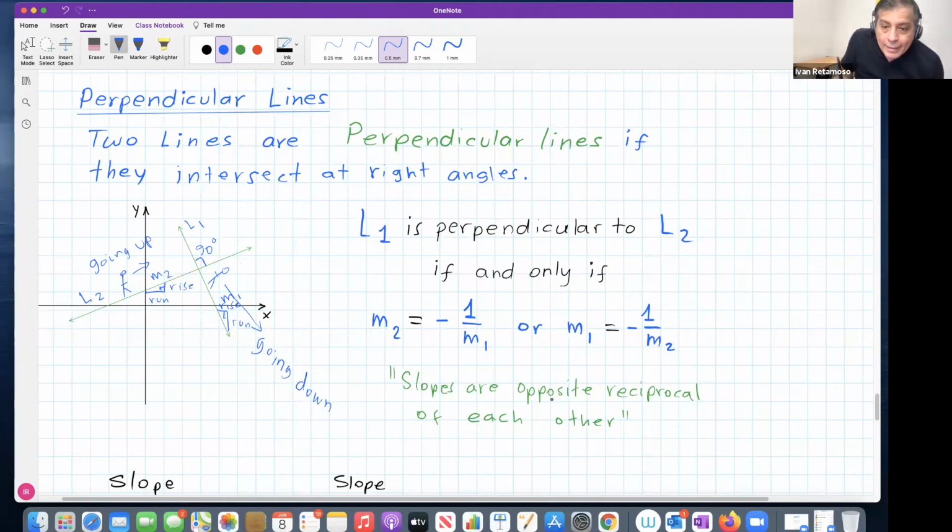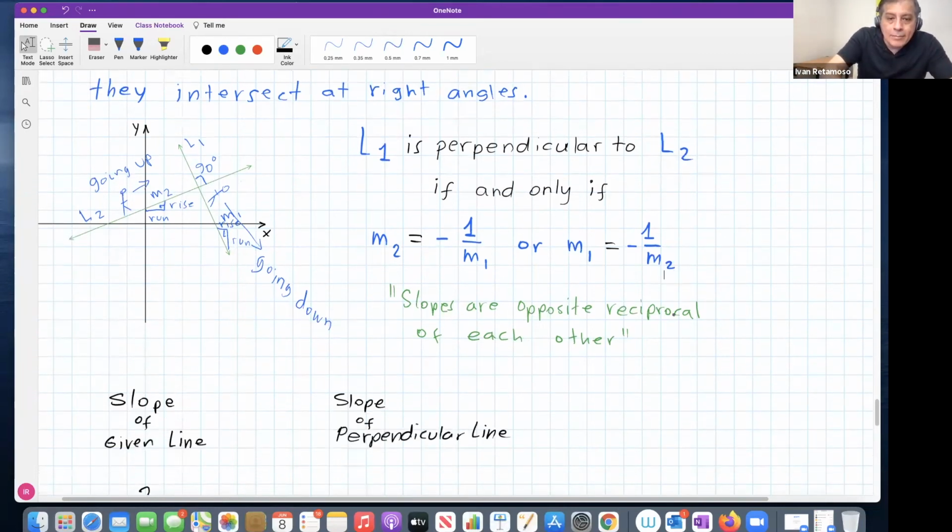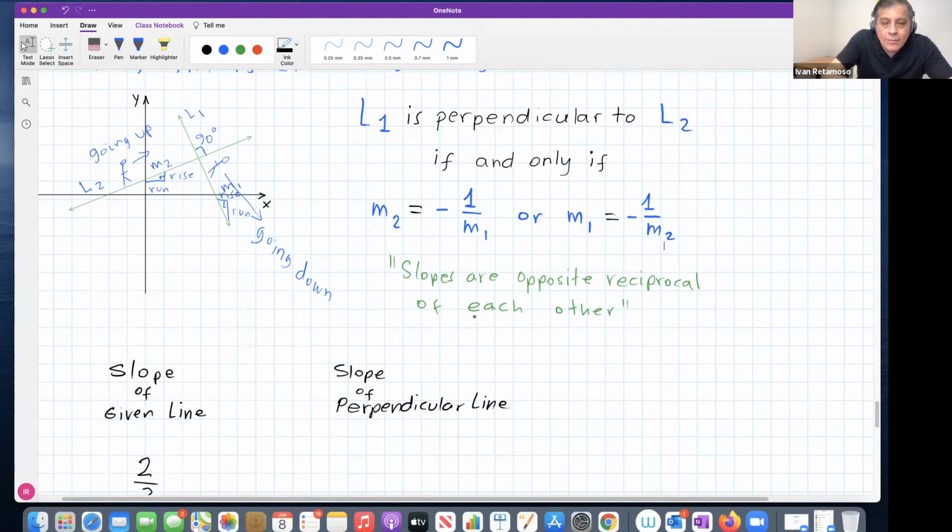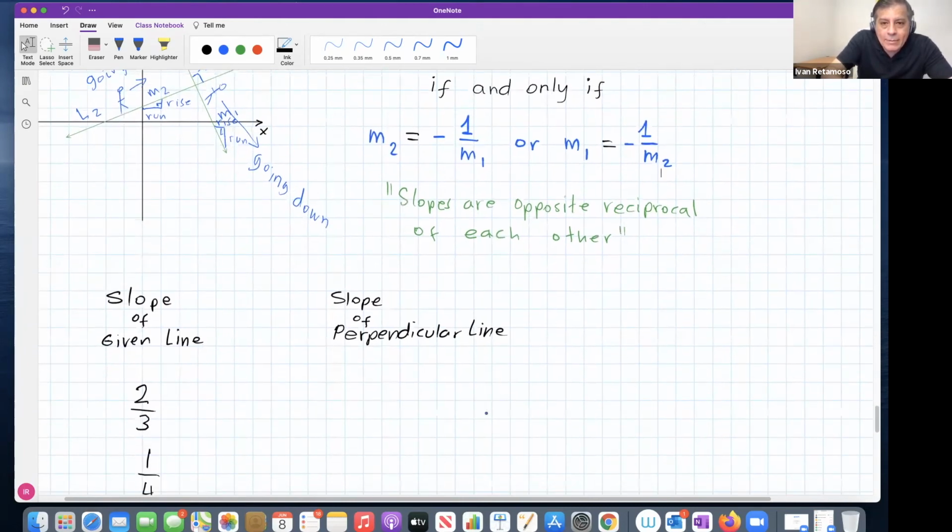Slopes of perpendicular lines are opposite reciprocals of each other, right? Two things: they have different signs, and they are reciprocals of each other. This is the important fact. Now, in order for you to master how to go from the slope of a line to the slope of its perpendicular line, I have here this table that's going to help us.